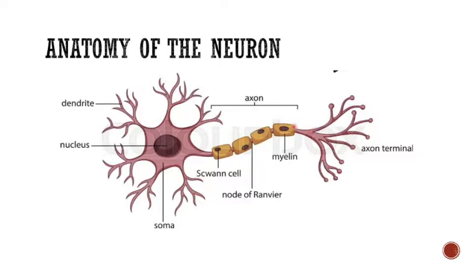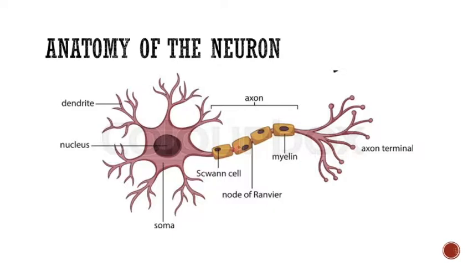This long process coming from the soma, the longest process coming from the soma, is called the axon. It's another very, very important structure of our cell. At the distal ends of this axon, we have the axon terminals, and this is where the message is going to be sent to adjacent neurons in the central nervous system or the peripheral nervous system.